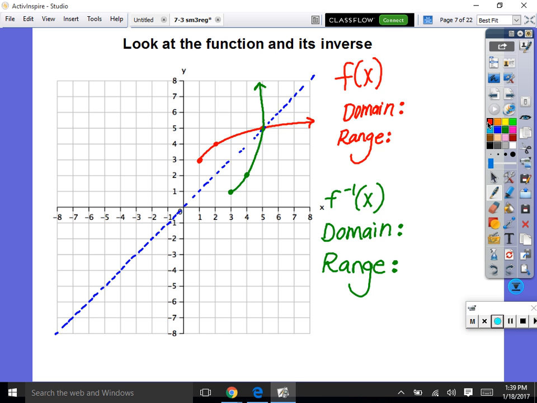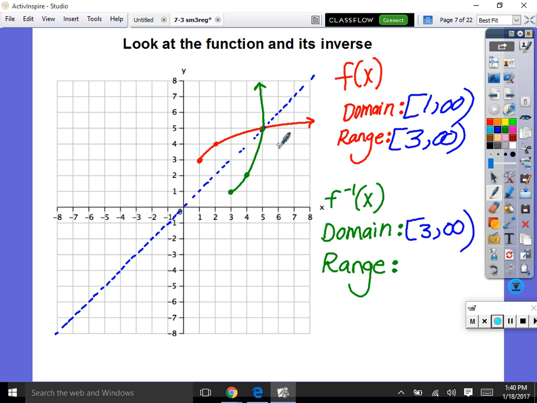All right, so let's look at the red function, guys. With me, tell me what is the domain of the red function. So what is the domain? 1 to infinity. Okay, good. And what is the range of the original function? 3 to infinity. Okay, any questions on that? Okay, let's look at the green, the inverse function. What's my domain? Domain 3 to infinity. Good. And my range is 1 to infinity.